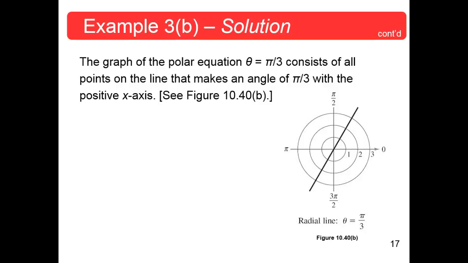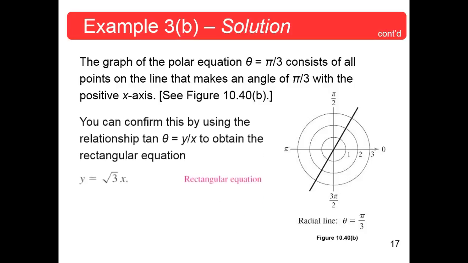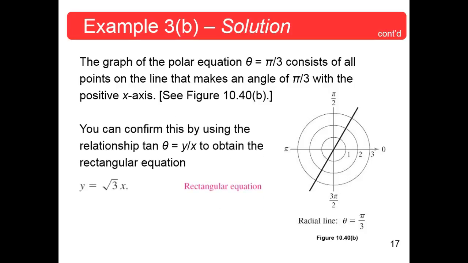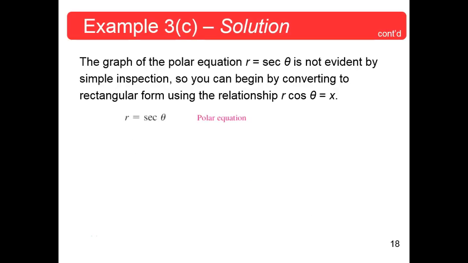Okay? So that's a straight line going through the origin. The slope of that line is root 3 over 2, right? I'm sorry, root 3. Yeah, I'm sorry. The slope of the line is y over x, which is root 3. We did that. And so that's y is equal to root 3x. Perfect there.